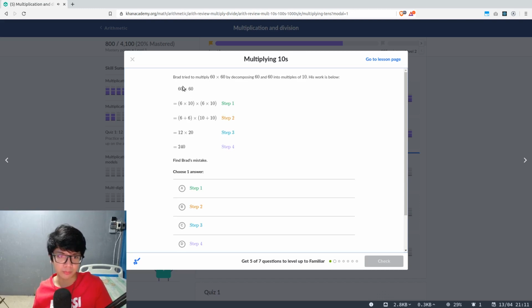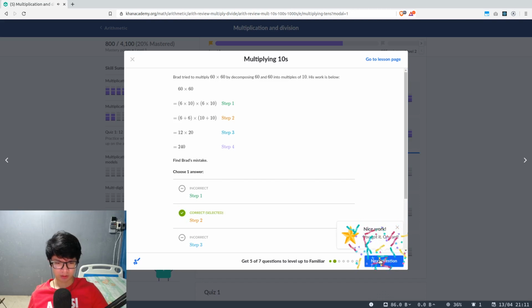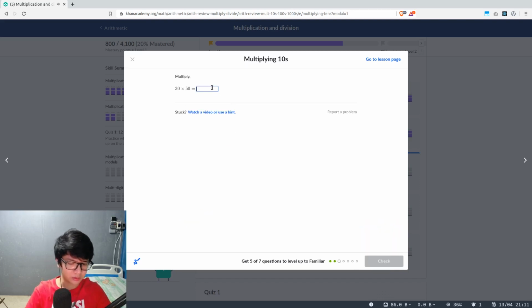Whoa, whoa, whoa. Brad tried to multiply 60 by 60 by decomposing 60 to multiply. How his work is split up. Find Brad's mistake. Holy crap, okay. I think... What is this? What is this? That is the mistake, right? Okay, it's interesting. Oh crap, I'm so bad.